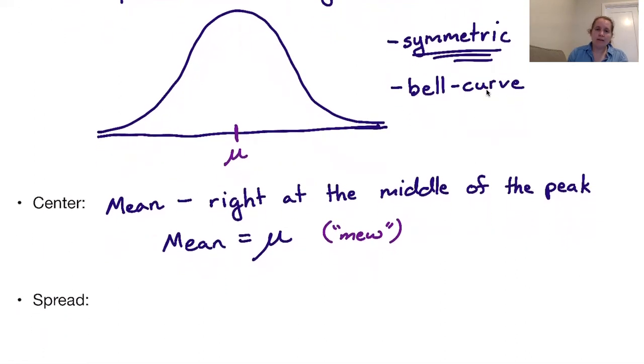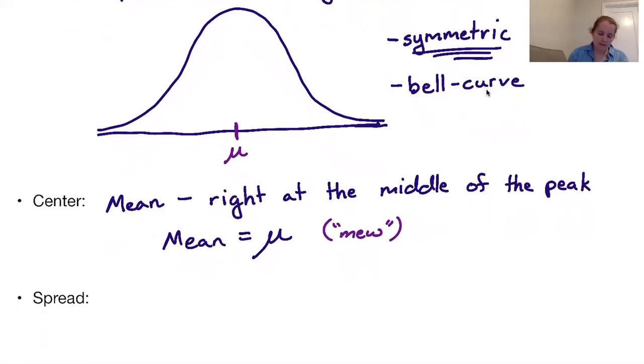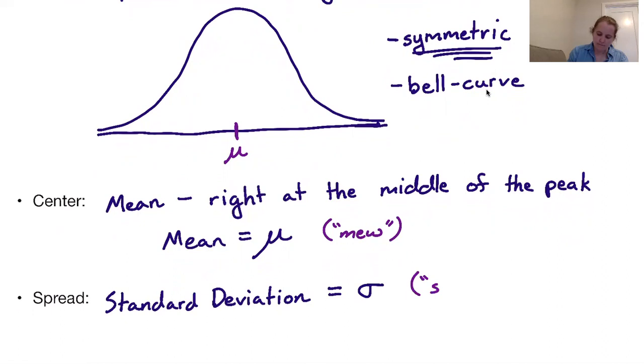For spread, it's symmetric. We can use standard deviation. We will again use the Greek letter sigma. It looks more or less like a 6 that's been rotated.